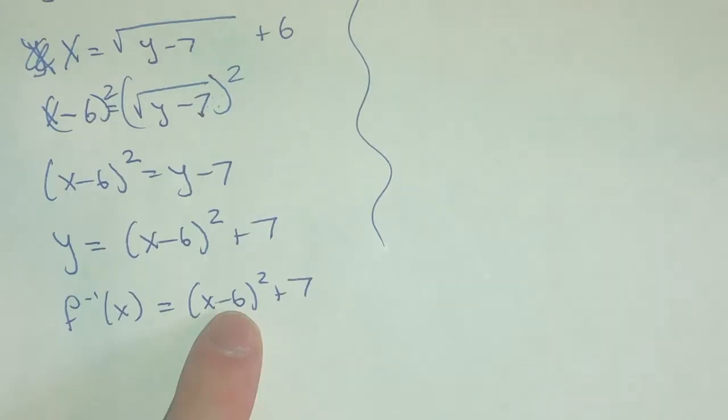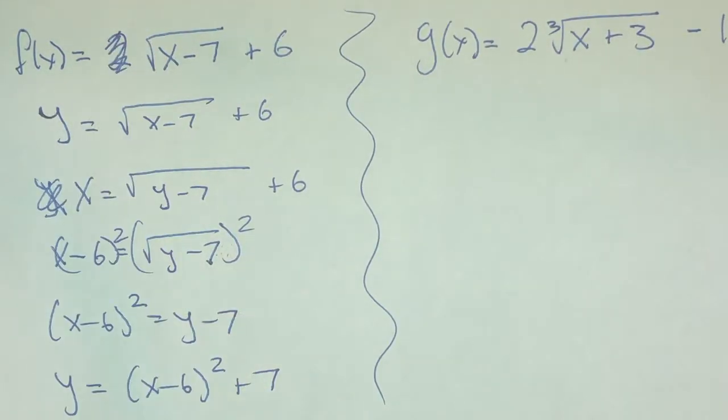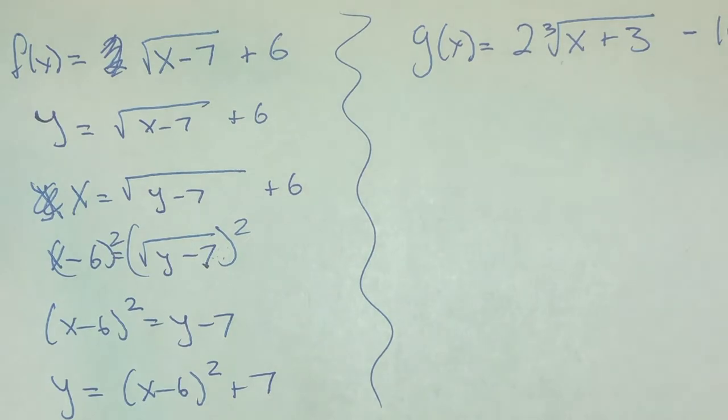Okay? Quadratic with a vertex of 6, 7. Root with a vertex of 7, 6. When we talk about roots, right, the idea of, again, making it 0 will come back.